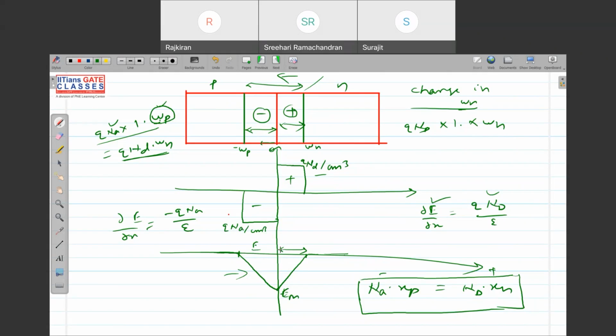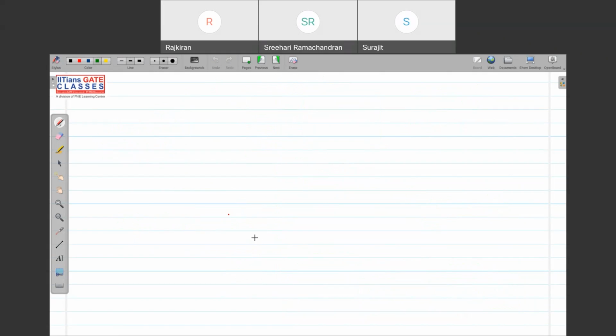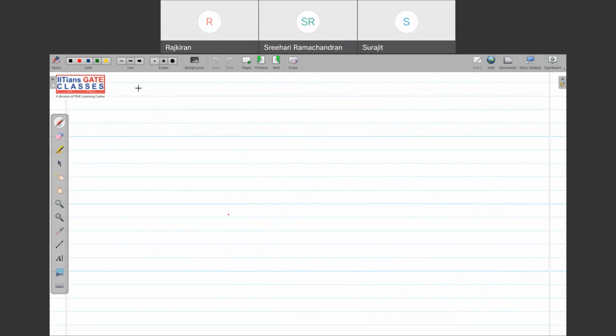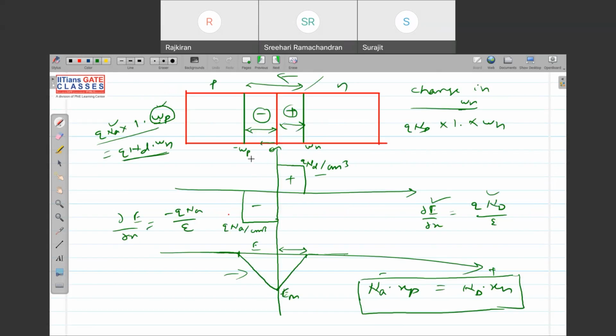And we know the integration of electric field is nothing but potential. So if I want to find the built-in potential, I have to integrate the electric field. Right or not? Good. So I just gave you a qualitative picture. Let's discuss quantitatively how it comes. My main aim is to calculate WN, WP, the electric field and the built-in potential in equilibrium.